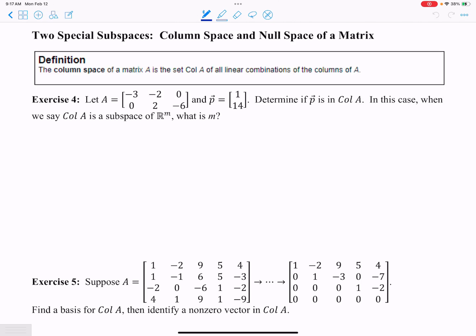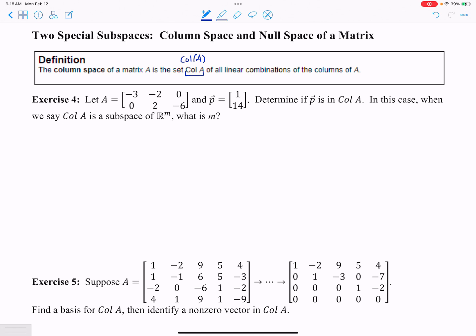You learned what it means to be a subspace and that every subspace has what we call a basis, that the span of that basis would represent the whole space. There are 2 special subspaces that you will need to make sure you can find the bases for. The first is the column space, and the column space of a matrix is just the set of all linear combinations of the columns. The notation they use is col A. I tend to write col A with parentheses, so just know that those 2 things are the same.